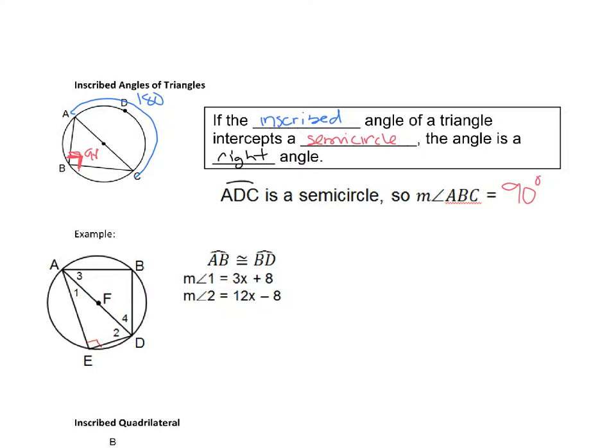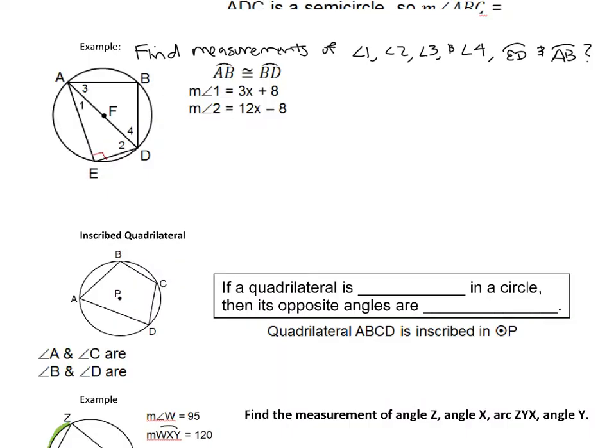So let's look at our first example for this type of situation. For this example, we're going to find the measurements of angles 1, 2, 3, 4, and we throw in a little extra, find the measurement of arc ED and the measurement of arc AB. All right, so let's get started. Now, please make sure that you always recall prior knowledge here. And we can see here that this shape that's created is a triangle. So I'm looking at triangle AED.